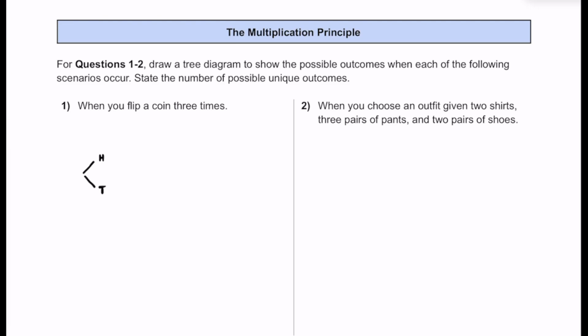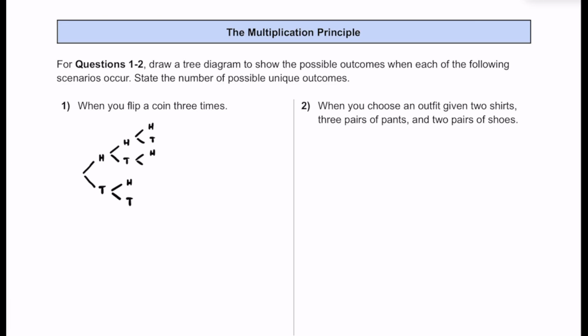And then if you go ahead and flip that coin again, if after it's heads, it could be heads and tails, right? Those are 2 possibilities. And then same thing after it's tails, it could be heads or tails for that second flip. And then for the third flip, after that, it could be heads or tails. Same thing for all of these.